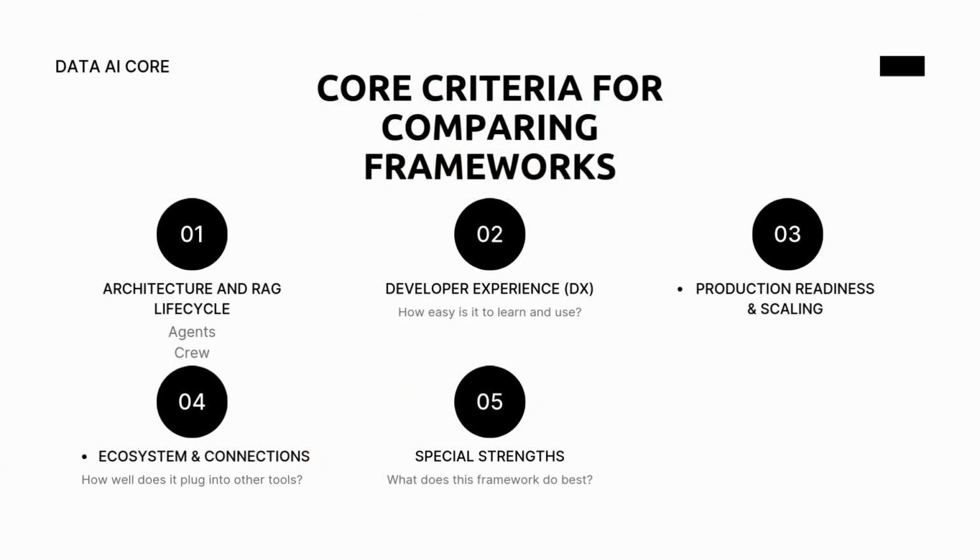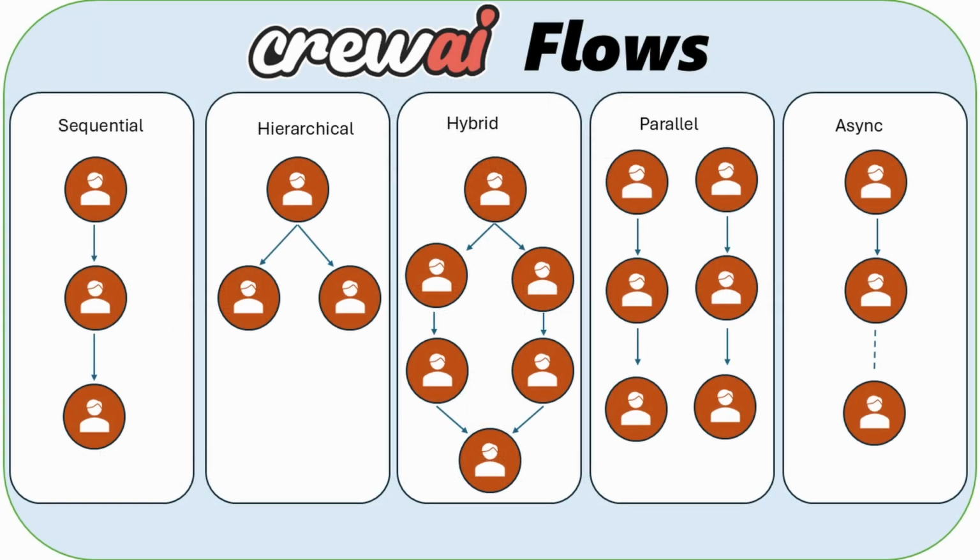In CrewAI, tasks can be done in two main ways. Sequential: agents finish jobs one after another, like steps in a recipe. Hierarchical: a manager agent gives jobs to other agents and then combines their work into one result. Crew. The crew is like the team leader that pulls everything together. It gathers the agents, the tasks, and the way they will work, and then starts the whole project.